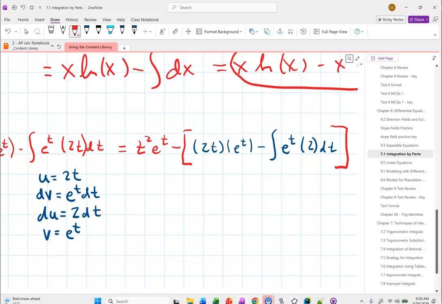Is everybody okay? Does it help me color coding things? Now the integral of e to the t times 2 dt, can we do that? Yeah. You better believe it, right? We just pull the 2 out front and just the integral of e to the t, no problem. So we have t squared e to the t minus 2t e to the t plus 2 e to the t plus c.